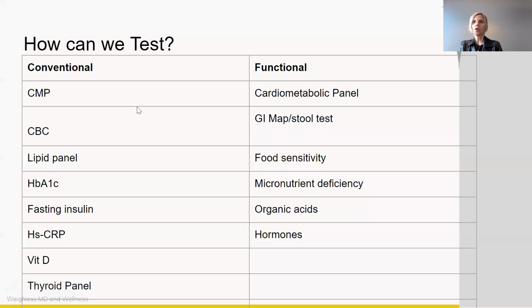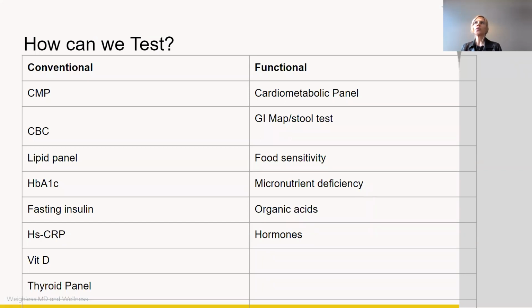So the more conventional methods would be the CMP, so complete metabolic panel, the CBC, lipid panel, hemoglobin A1C, a fasting insulin, CRP level, vitamin D, thyroid panel. So these labs are very beneficial. But what the more conventional model is not doing is really looking deeper into foundational things that could be going on. So some of the tests that we would run would be like a cardiometabolic panel.